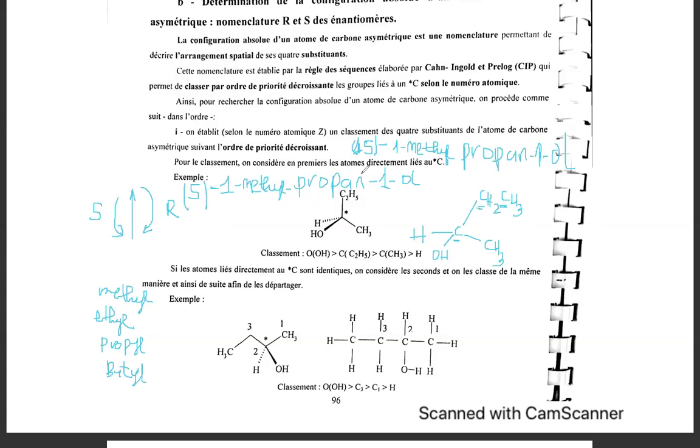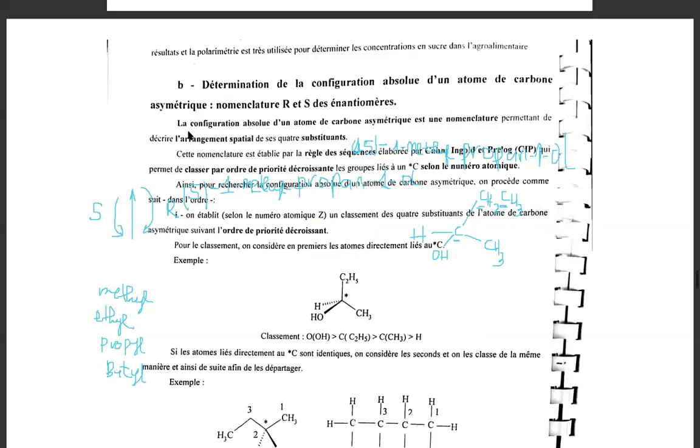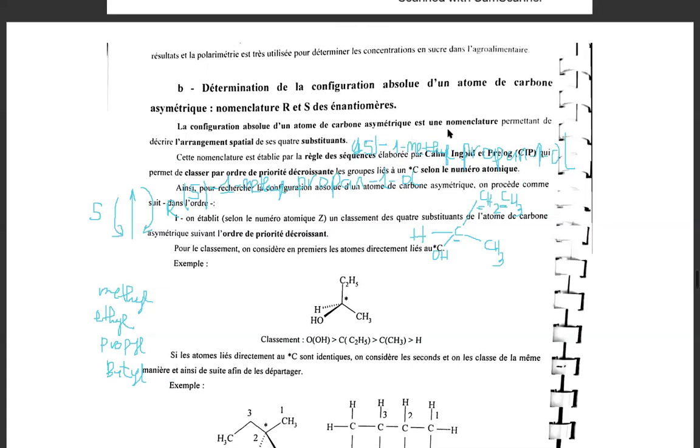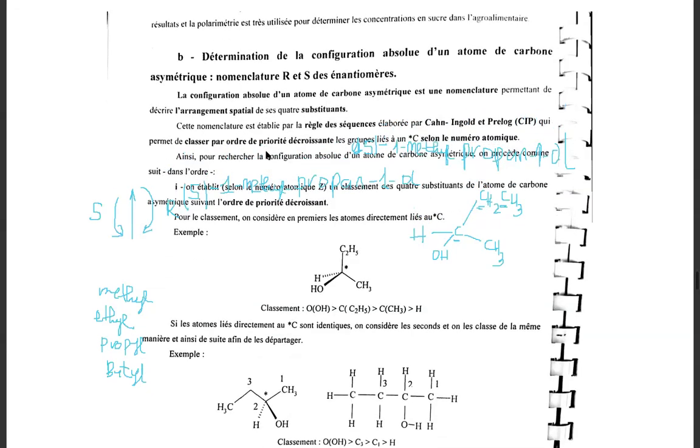Because, like I said, the Cahn-Ingold-Prelog system is a nomenclature that is based selon la carbone asymétrique. Please take note. La configuration absolue d'une carbone asymétrique est une nomenclature permettant de décrire l'arrangement spatial des 4 substituants. Et cette nomenclature est établie par la règle de séquence élaborée par Cahn-Ingold-Prelog, which is the Cahn-Ingold-Prelog system, which we are using. So it is selon, s'il vous plaît, selon la asymétrie carbonée. Is it clear?